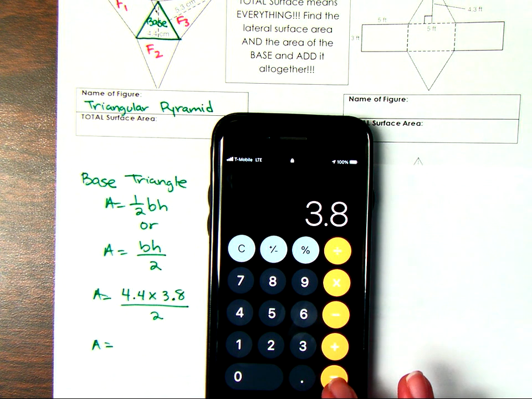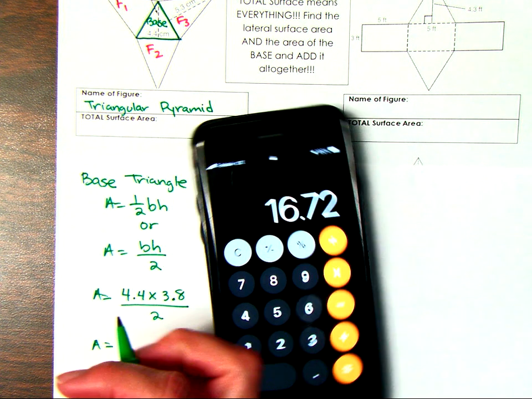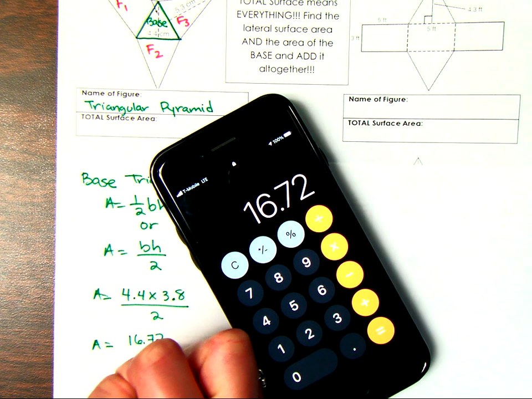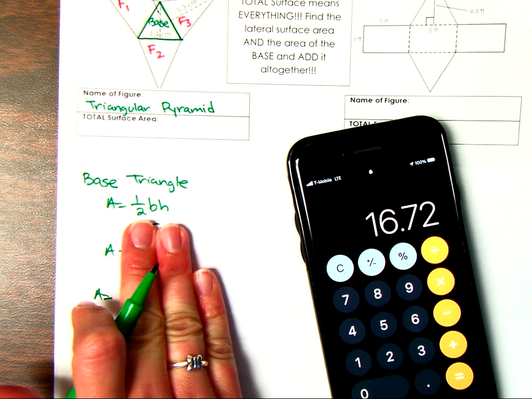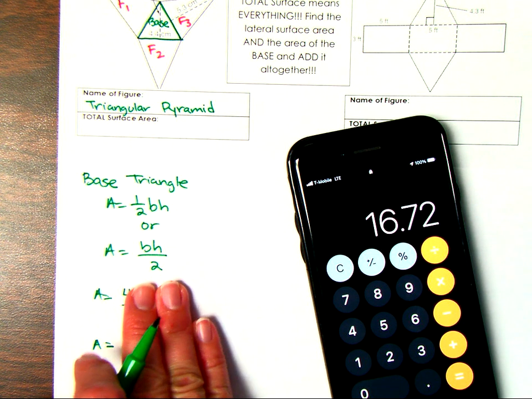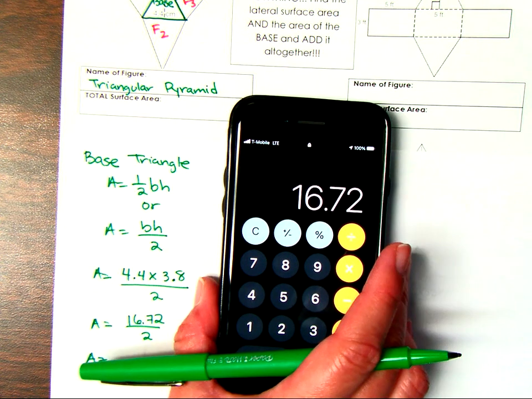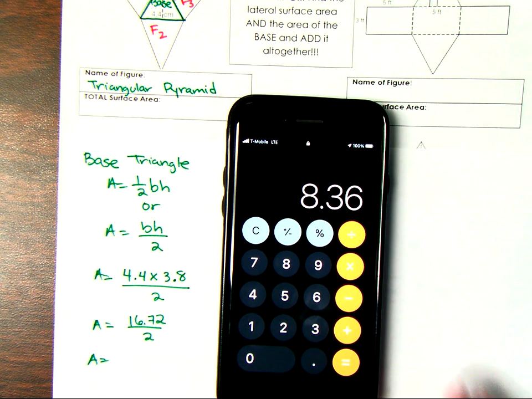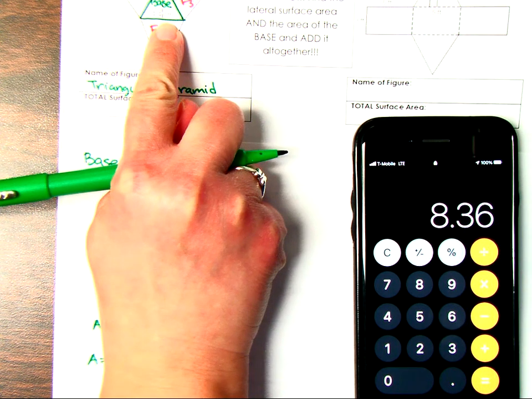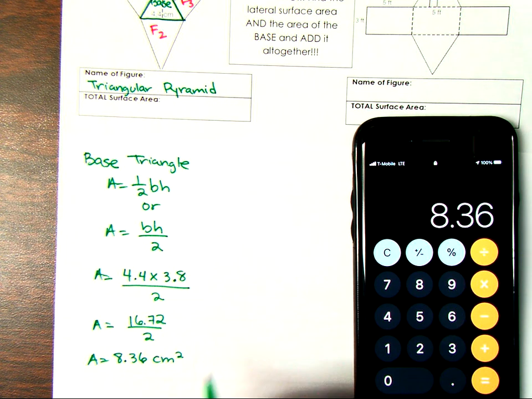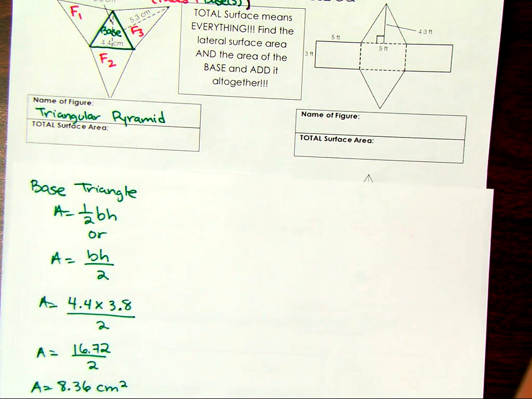So 4 4/10 times 3 8/10, base times height, is 16 72/100. And if I did base times height like that, 1/2 times 4.4 times 3.8, multiplied by 1/2 is the same thing as dividing by 2. So I'm going to take 16 72/100, divide by 2, and I get 8 36/100, and my units were centimeters, so it's centimeters squared. That's only the area of the base. So I'm not there yet. I need to find the area of the faces.